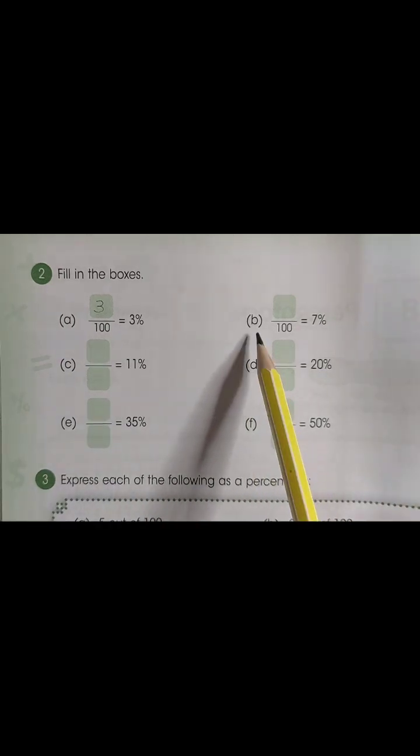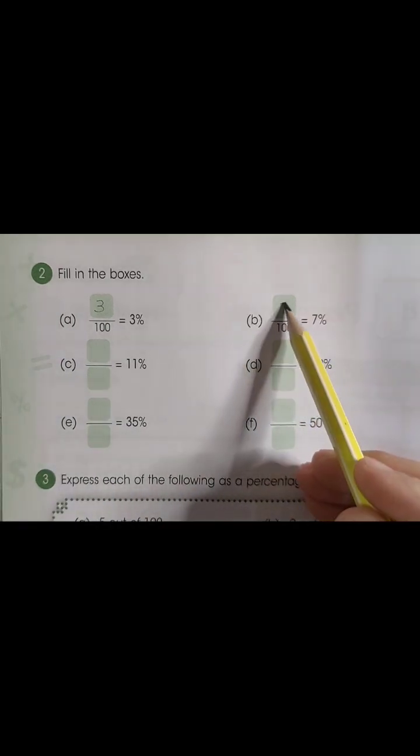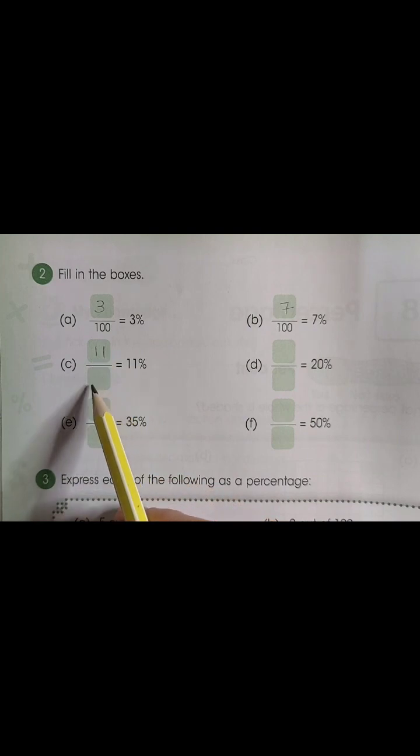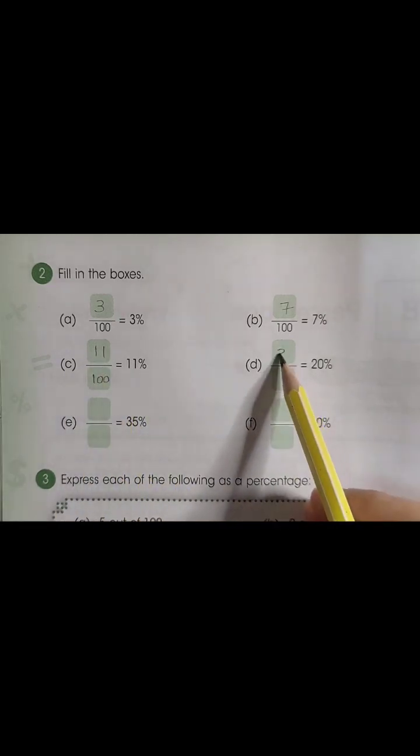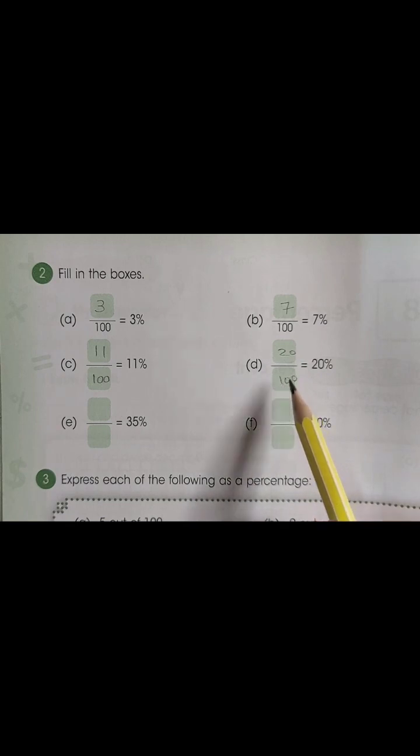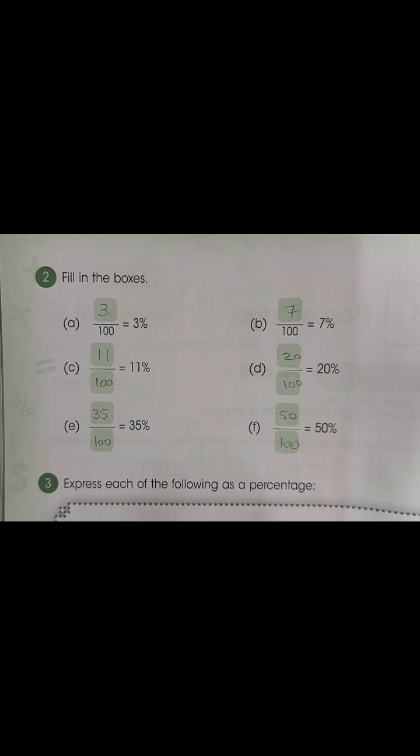Part B is 7%, so it means 7 out of 100. C, 11% means 11 out of 100. In the denominator will come 100 instead of percent, and 11 will come in the numerator. D, 20 out of 100. And then we will move on to 35. E part 35 upon 100, and F 50 upon 100. This is the way when 50% is given and you have to write it in fraction form. So it means that 50% means 50 out of 100.